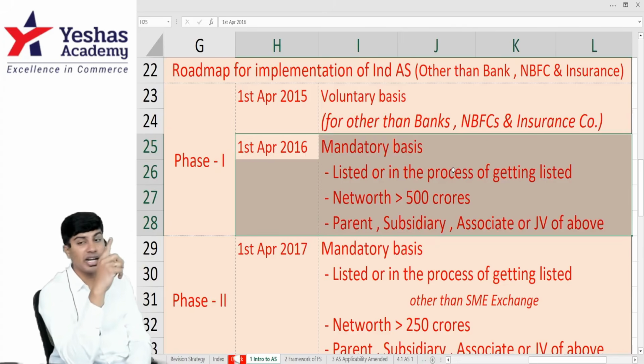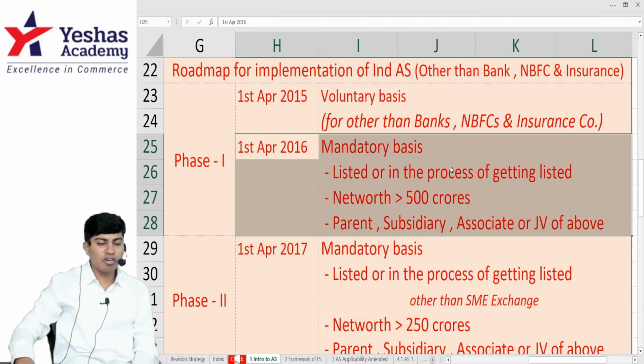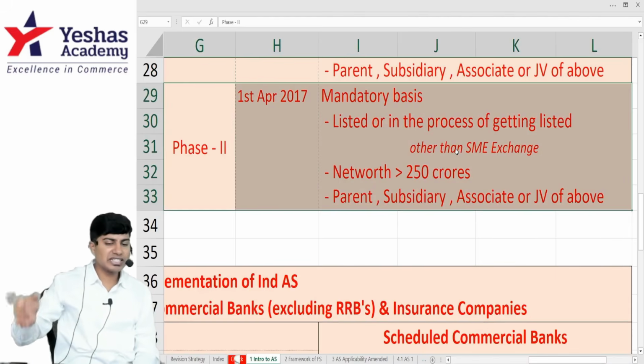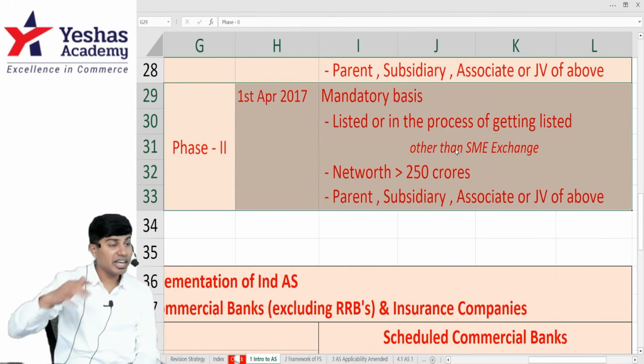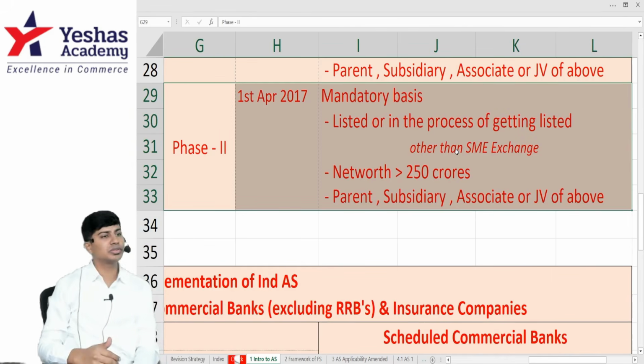From when? 2016. This is phase 1. Now we'll go to phase 2. In phase 2, they made it mandatory if the company is listed or in the process of getting listed. The net worth limit was 500 crores. No, it was dropped to 250 crores.